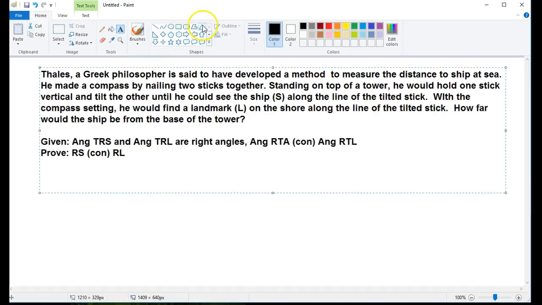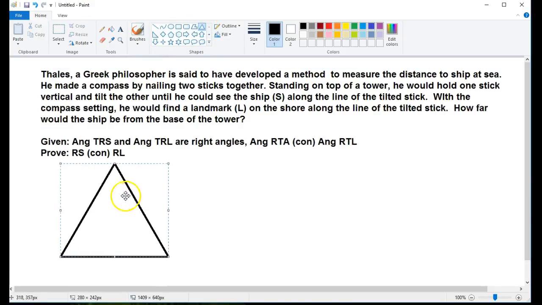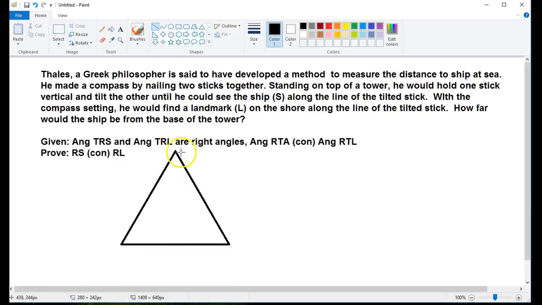So we are given a couple of things. We are given this triangle here, and we can imagine that this is the tower. And we have different points. S is the ship, L is the landmark, R is this bottom point, and T is the top of the tower. So we're given a couple of different things. This should be RTS, not RTA. So angle RTS is congruent to RTL. So these two angles are congruent.